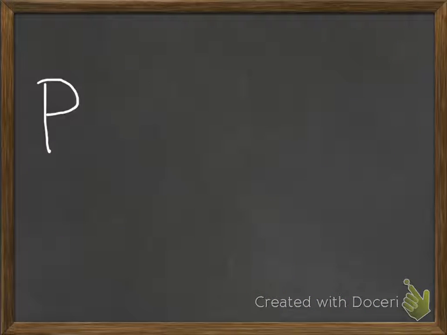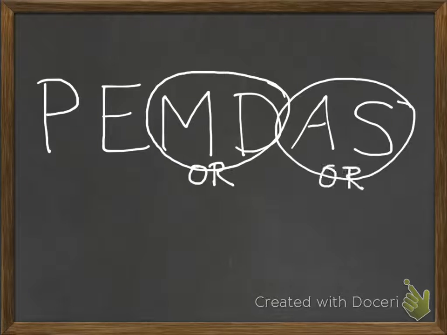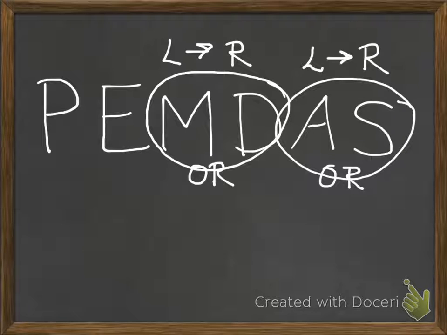The P stands for parentheses, the E for exponent, the M and the D for multiplication or division, and the A and the S for subtraction or addition. We say or because you do multiplication and division in the same step, and you use addition and subtraction in the same step. Make sure you are always moving left to right for both of these steps.